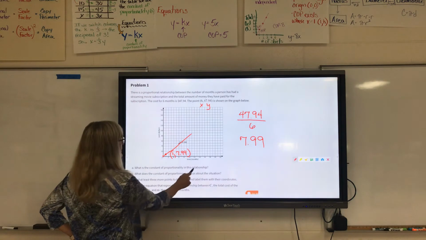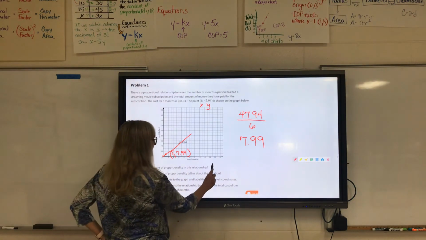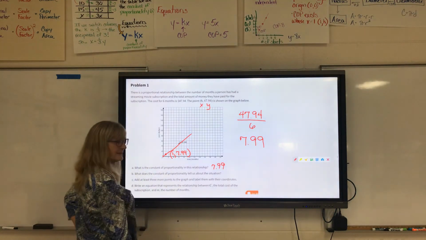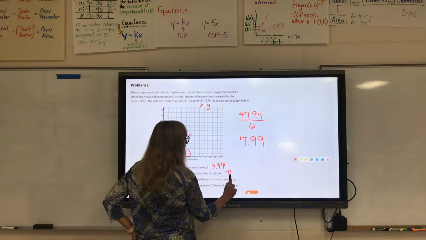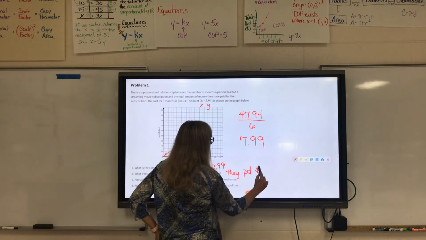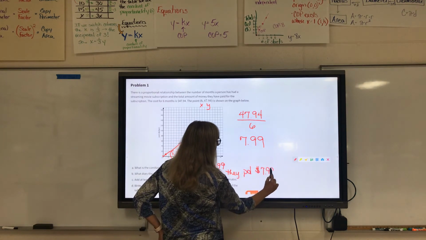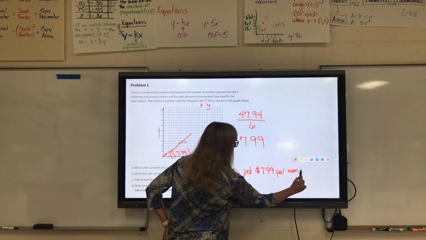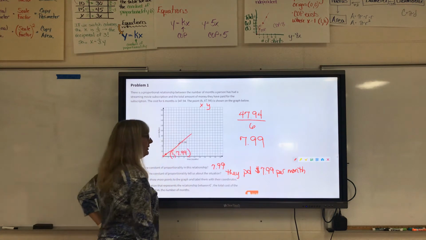That's how much they paid in 1 month. So what is our constant of proportionality? 7.99. What does it mean in this situation? The amount they paid in 1 month. They paid $7.99 per month, or for 1 month. Per month means 1 month.